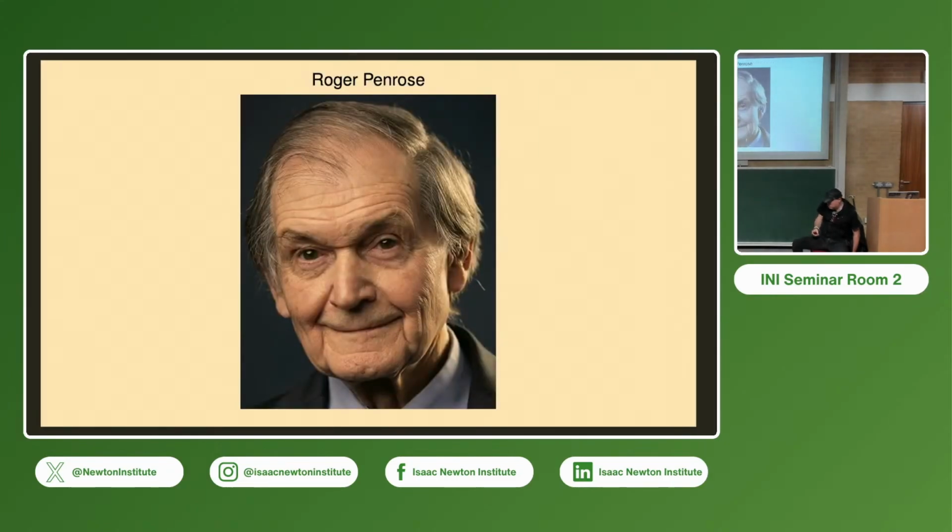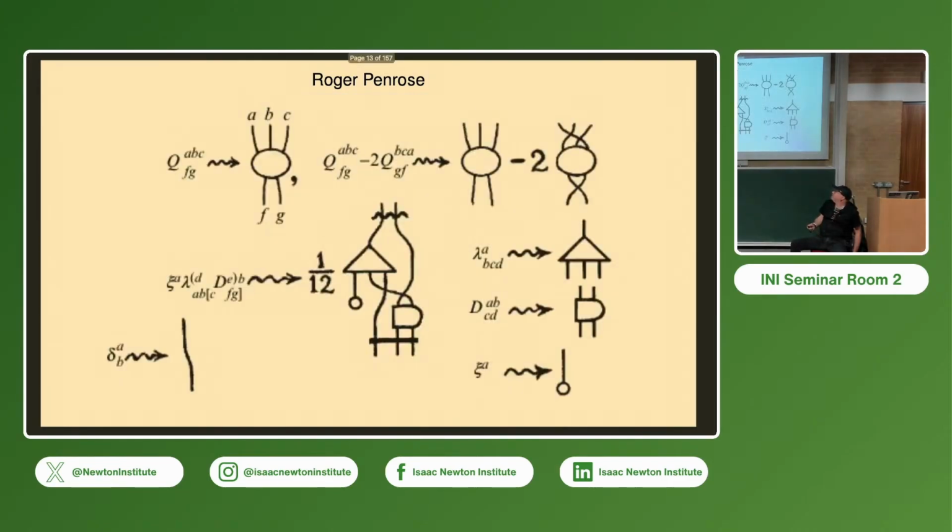This is Roger Penrose from Oxford in maths. When Roger Penrose was an undergraduate student studying general relativity, he had to work with symbols with subscripts and superscripts. In his notes, he started to represent a thing like Q with ABC as superscripts and FG as subscripts, as blobs with wires.